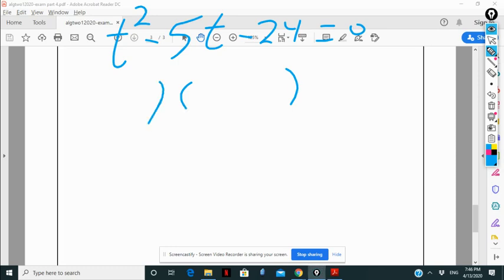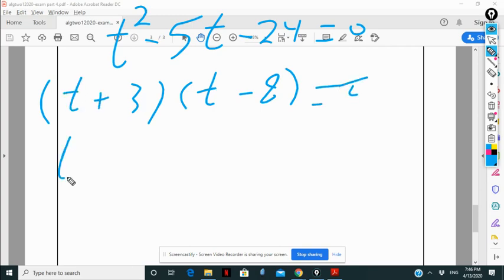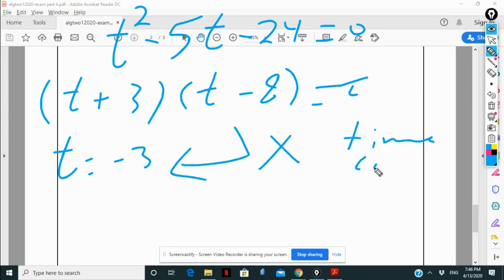That's going to factor into 8 and 3 because the difference is 5, so t minus 8 times t plus 3 equal to 0. So t equal to negative 3. I reject this one because time cannot be negative, and t equal to 8. So after 8 hours, the concentration for both are going to be the same.